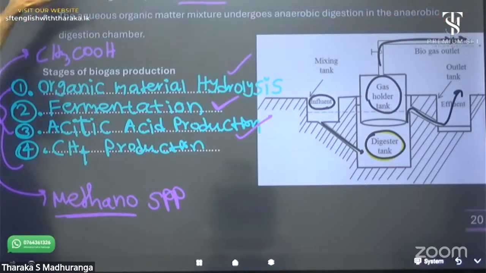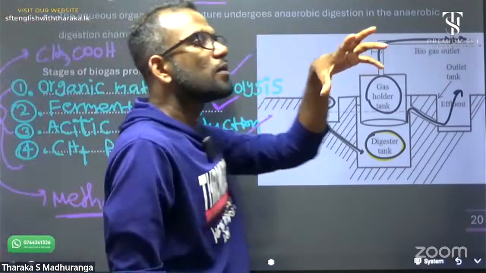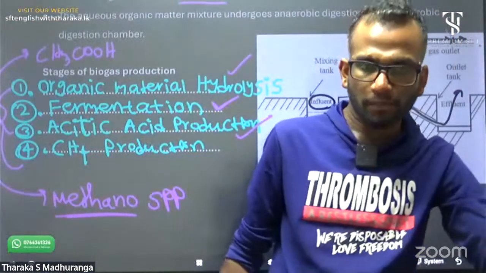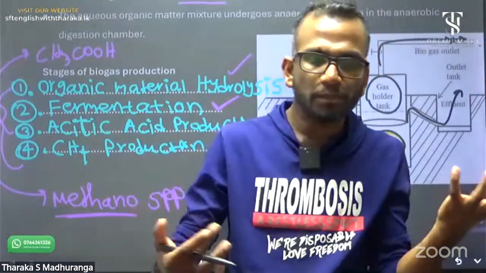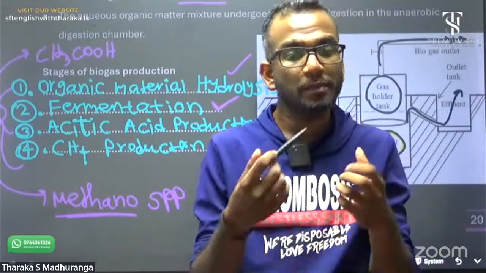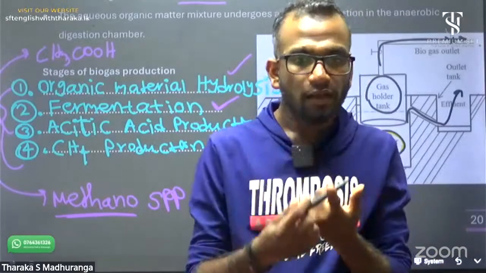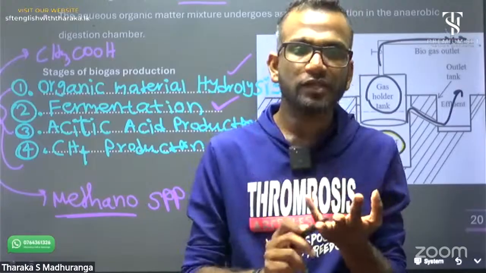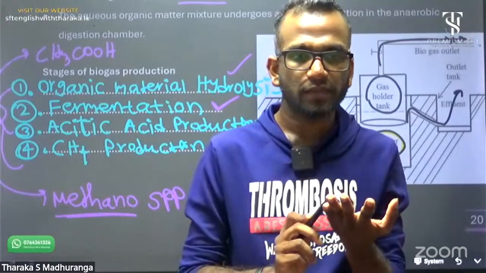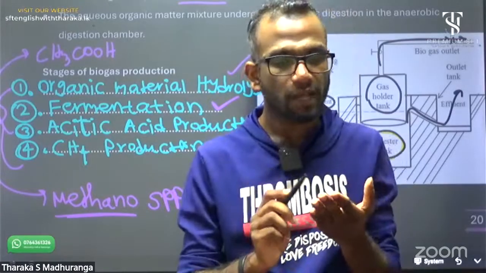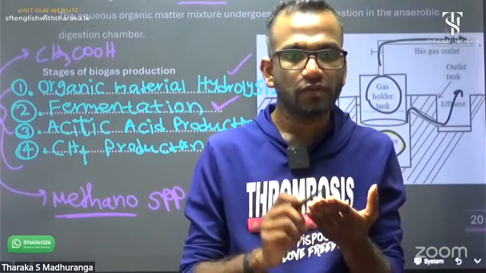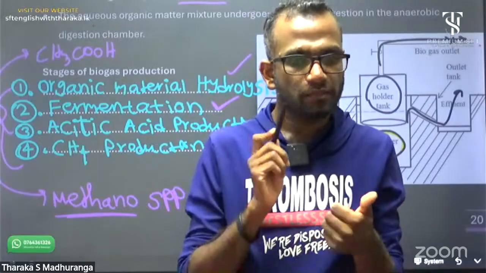Then keep some basic idea, don't learn them by heart. Now remember the steps of biogas production. Biogas is a mixture of gases: the main gas methane, carbon dioxide, nitrogen, hydrogen and hydrogen sulfide. It's a mixture.